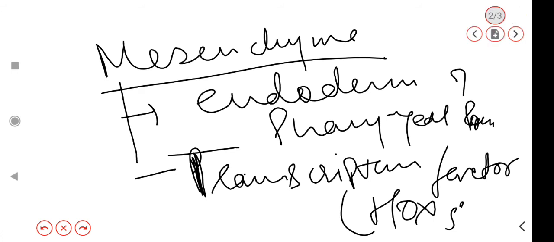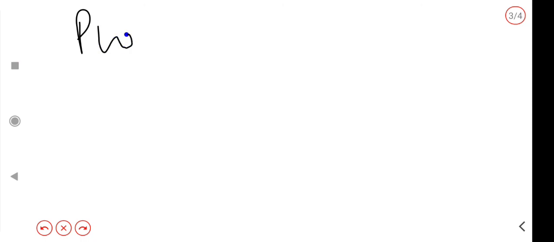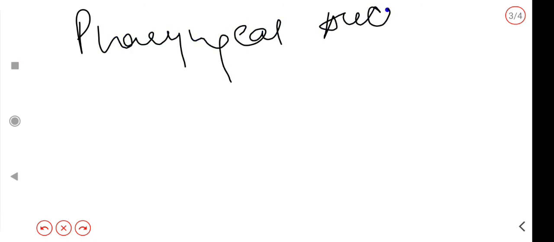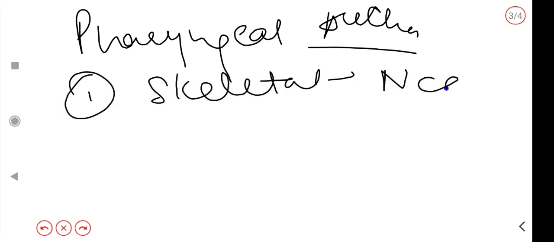Now, the components of the pharyngeal arches. The pharyngeal arches appear in the 4th to 5th week of development, 6 in number, and the 5th arch disappears. Each arch consists of a skeletal, muscular, neural and arterial component. The skeletal component is derived from the migrated neural crest cells.